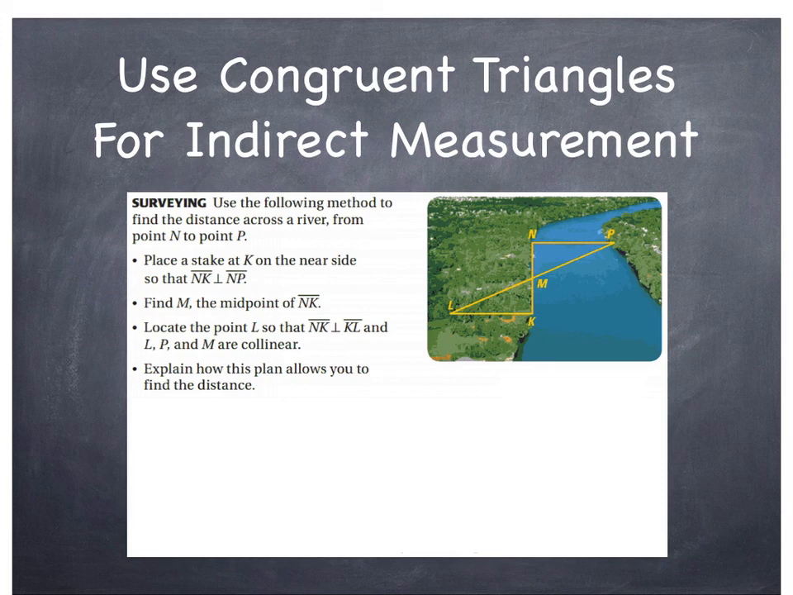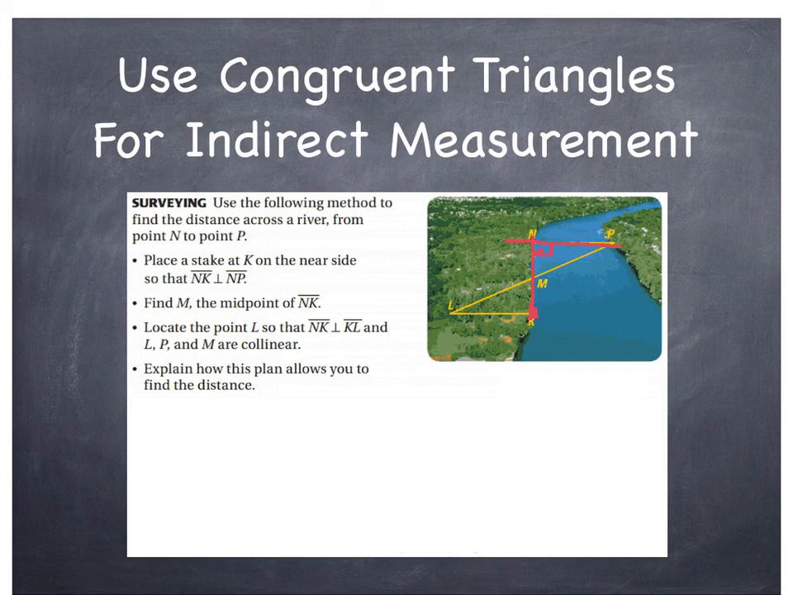First thing they're going to do is place a stake at K, right here at K. And they're going to place that stake so that NK is perpendicular to NP. So they're going to put it at one point. We know that perpendicular to any one line through any one point, there exists exactly one line. In this case, it happens to be NK.